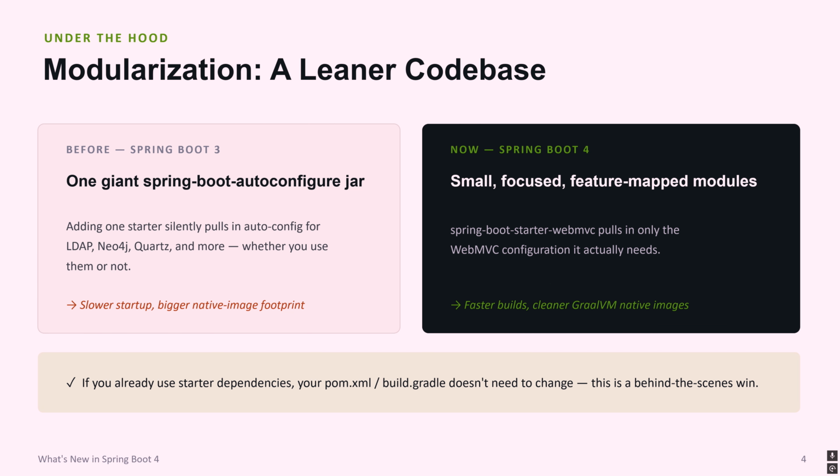Okay, the second one is modularization. This change is not visible to developers because it is an internal restructure. They reorganized their dependencies. Earlier the auto-configure jar was big, now it has a few different jars. You will not see this change, it is behind-the-scenes refactoring actually, but it improved the organization and startup time, and also gives better GraalVM native support.